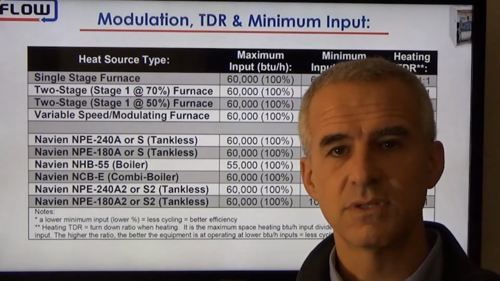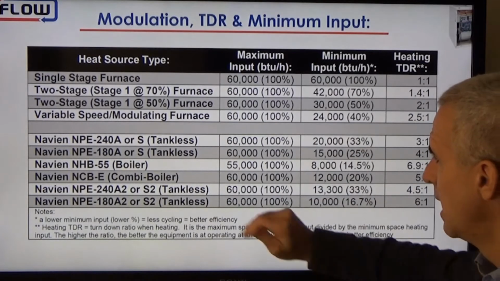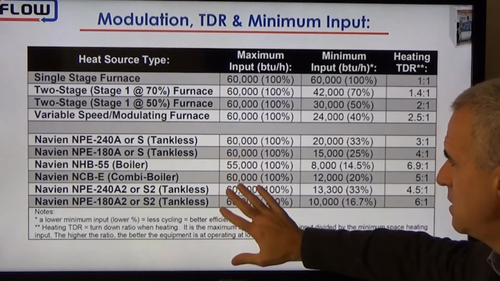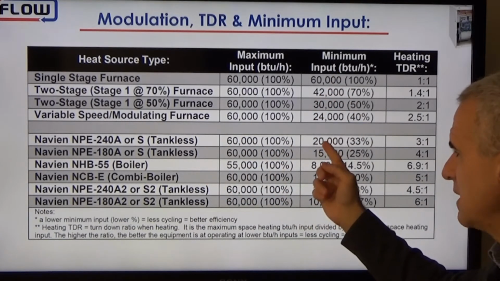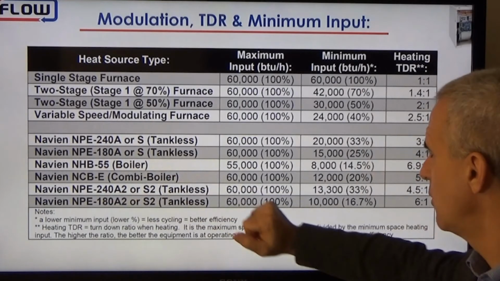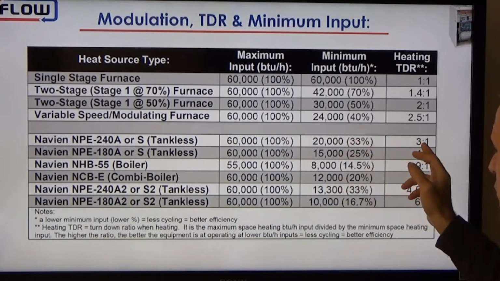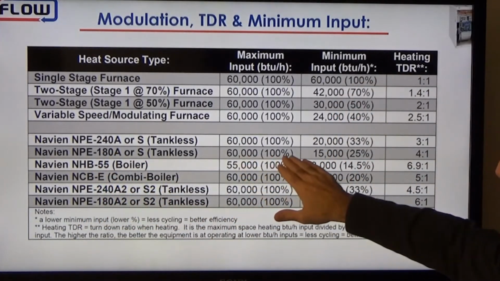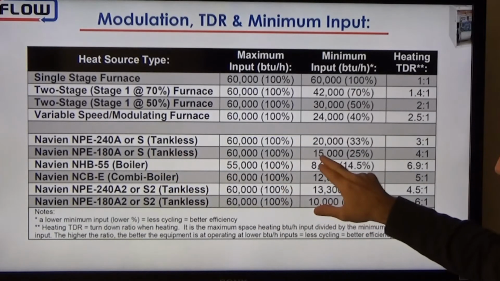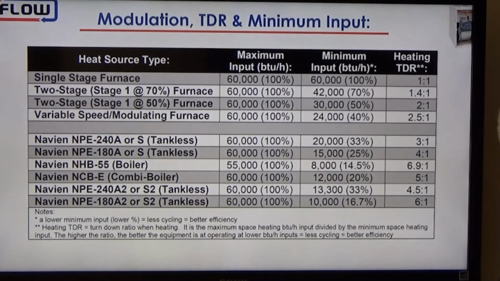Again, on the iFLOW side, we're looking at combination systems. So let's look at the different tankless and how they would compare. So we have 60,000 BTU delivery on the heating side. The minimum input, 20,000 BTUs for the NP240A or 240S, gives us a 33% turn down ratio, or 3-to-1. We're looking at the 180A, again 60,000 BTUs, but now a lower input on the 180. 15,000 BTUs is the minimum input for a 25% turn down, or 4-to-1. So now our ratios are going way up. We're now 4-to-1 on our turn down.